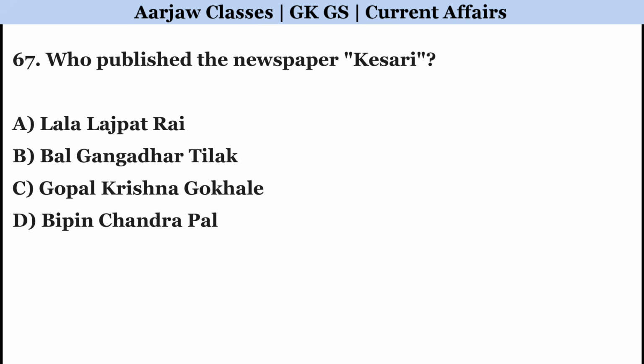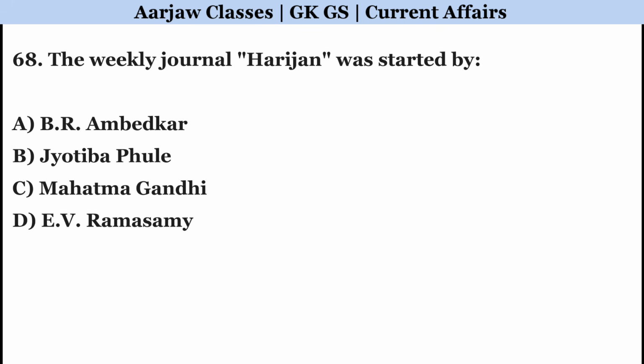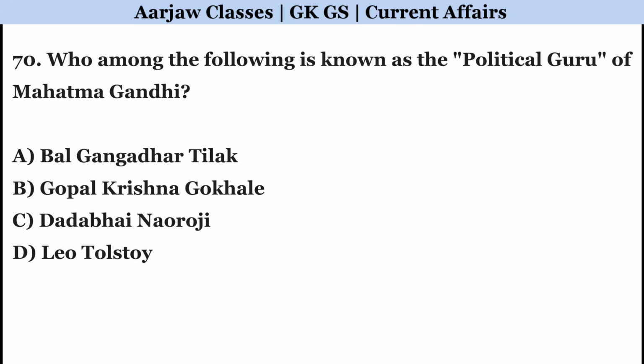Who published the newspaper Kesari? Correct option is B. Bal Gangadhar Tilak. The weekly journal Harijan was started by. Correct option is C. Mahatma Gandhi. Who among the following is known as the political guru of Mahatma Gandhi? Correct option is B. Gopal Krishna Gokhale.